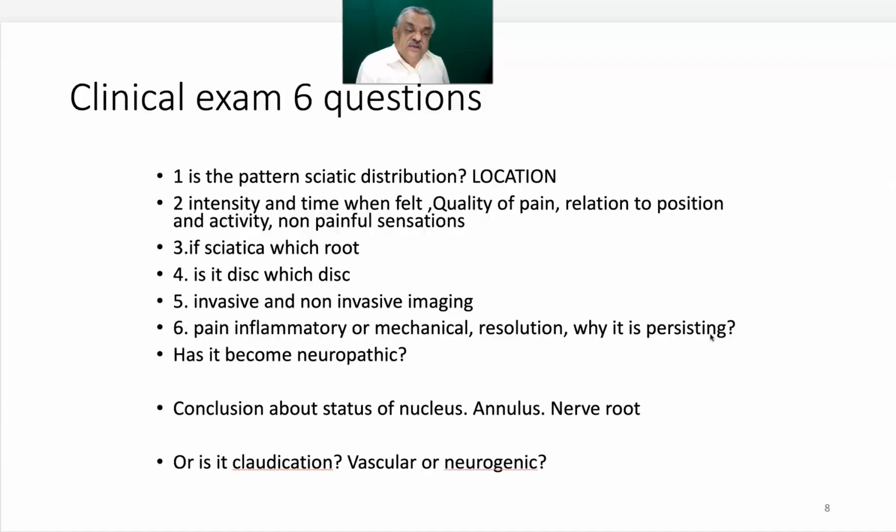Is it resolving? And why is it not resolving, or why is it persisting? And has it become neuropathic where the nerve itself is affected? Then looking at the MRI, we make some guess about the status of the nucleus, the annulus and the nerve root, which can also be done based on our clinical analysis.